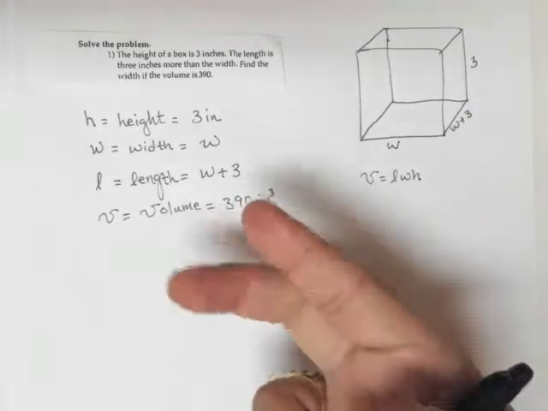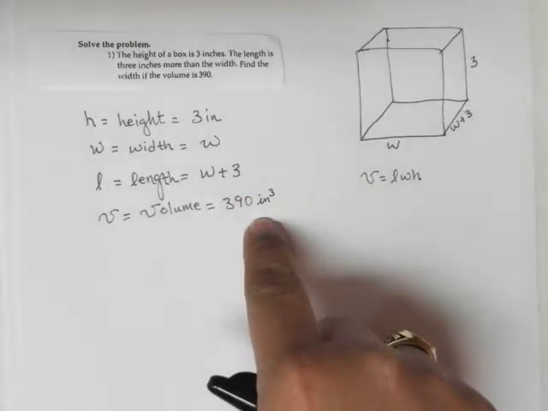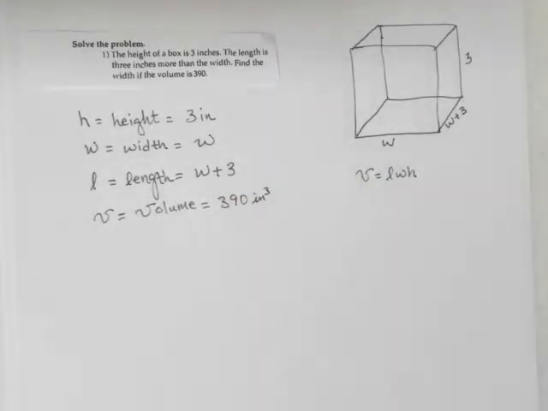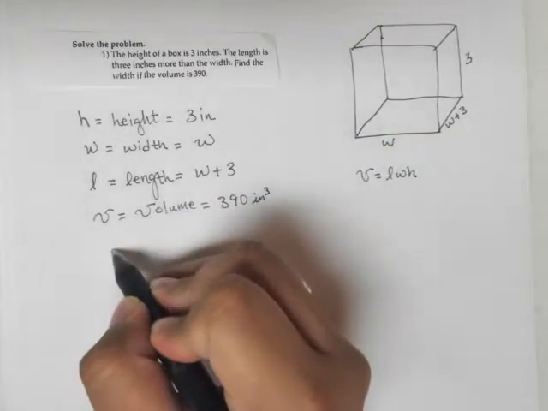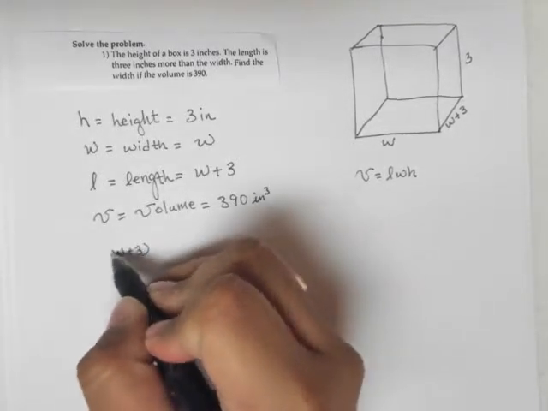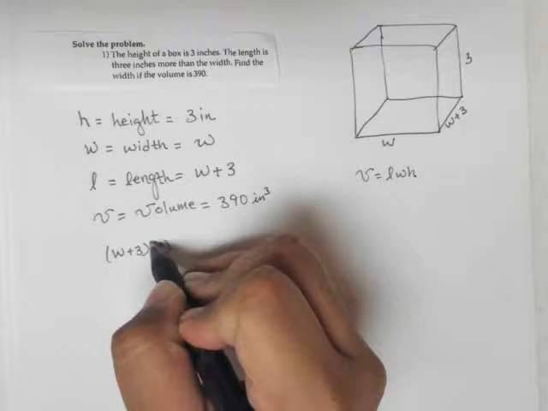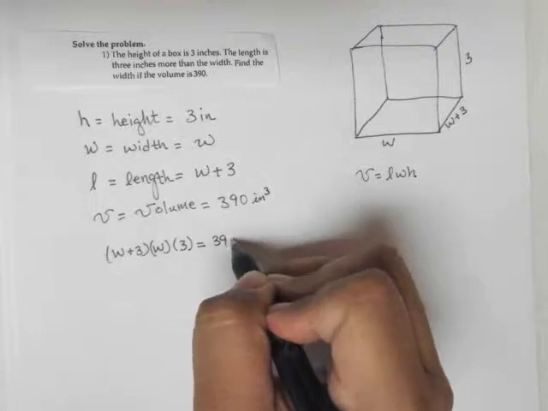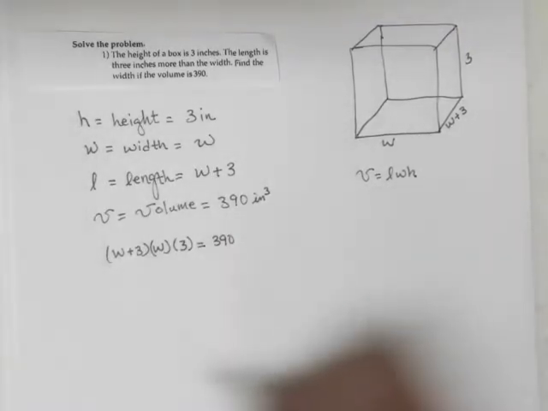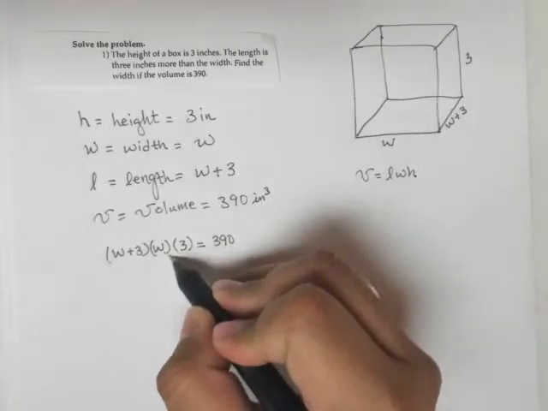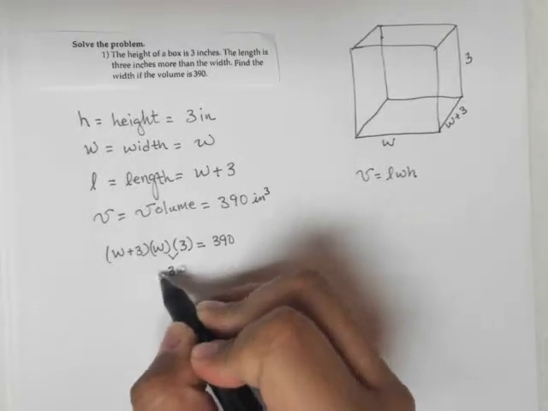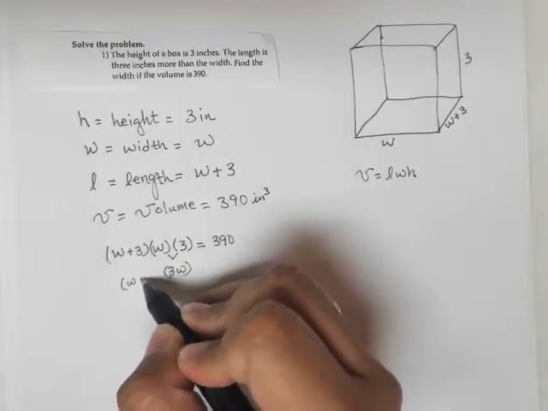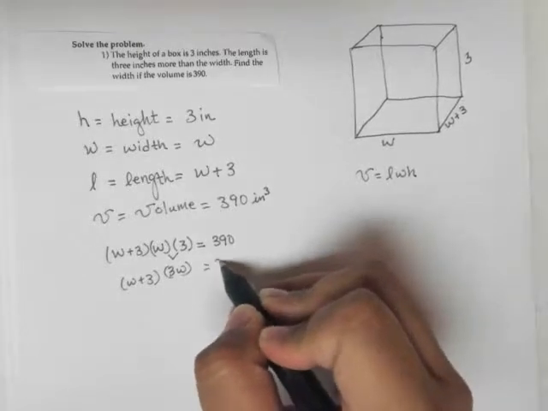Now we're going to come up with an equation. Length times width times height should be 390. There's our equation. So I have the length, which is w plus 3, times the width, which is w, times the height, which is 3, and that should equal 390. There is my equation. Now let's try to combine some stuff. This gives me 3w, and I'm going to have 3w times w plus 3, and it should still equal 390.